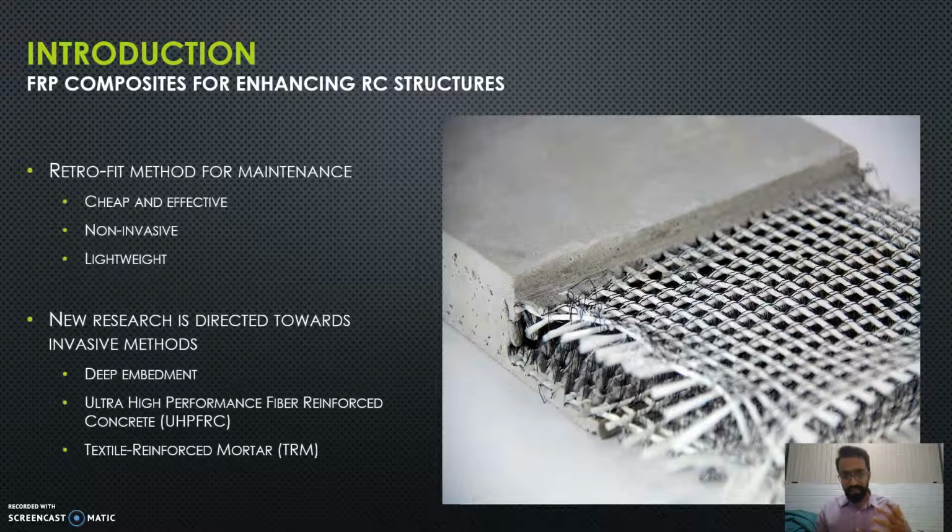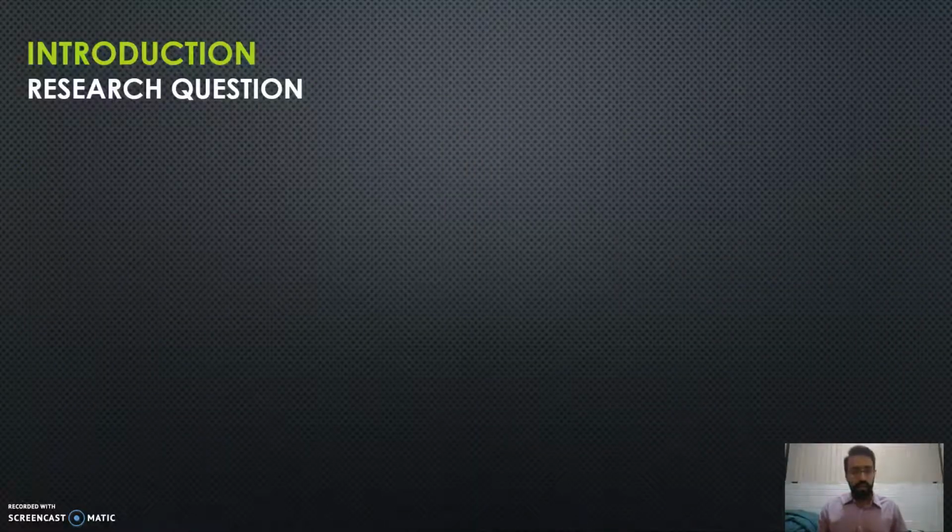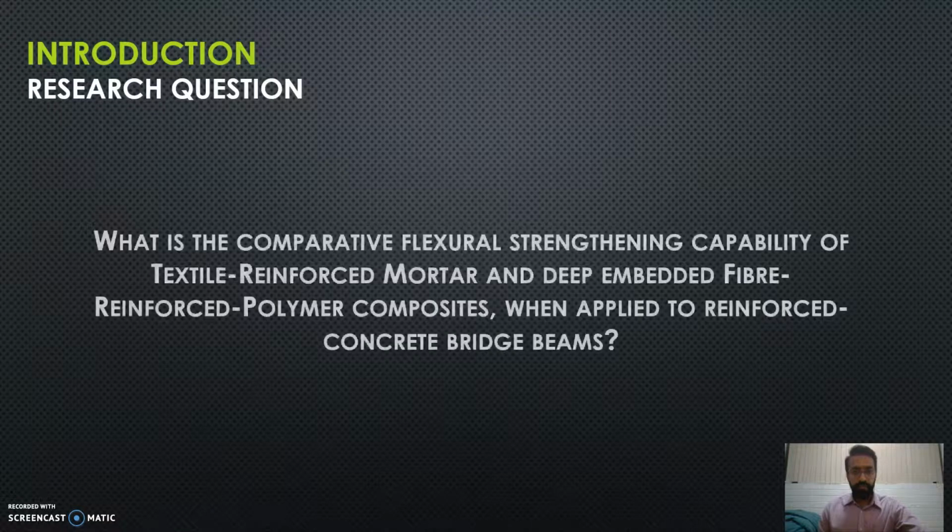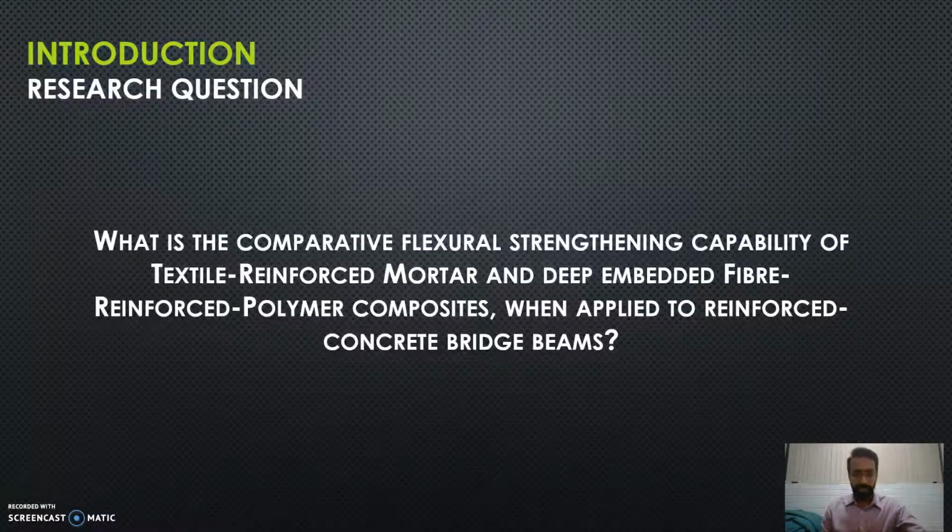Now, among these three, deep embedment and textile reinforced mortar are the ones that really piqued my interest and the ones that I decided to carry forward within my literature review. Now, before the literature review, the question that I came up with based on the many different techniques that I saw is: what is the comparative flexural strengthening capability of textile reinforced mortar and deep embedded fiber reinforced polymer composites when applied to reinforced concrete bridge beams?